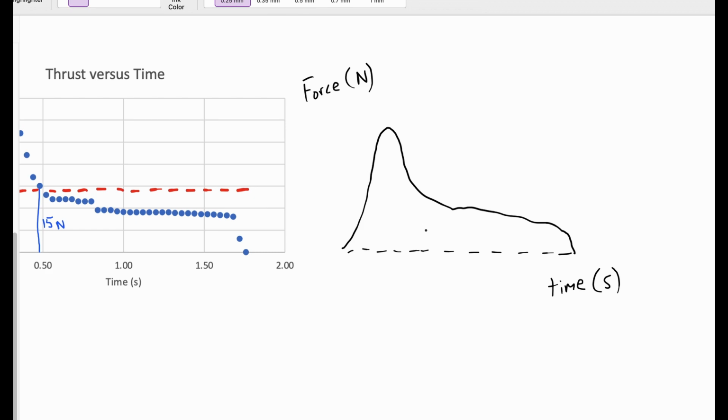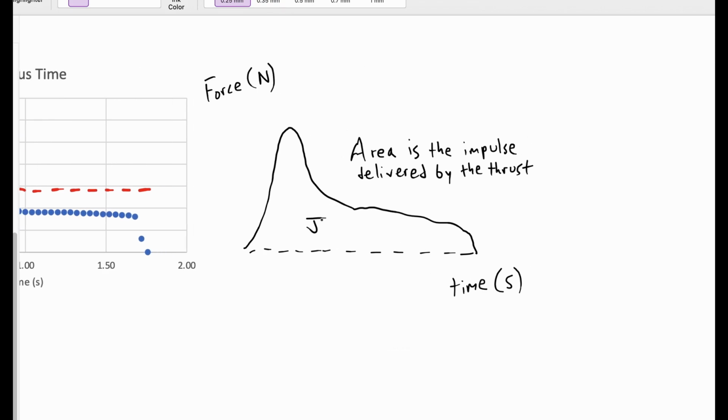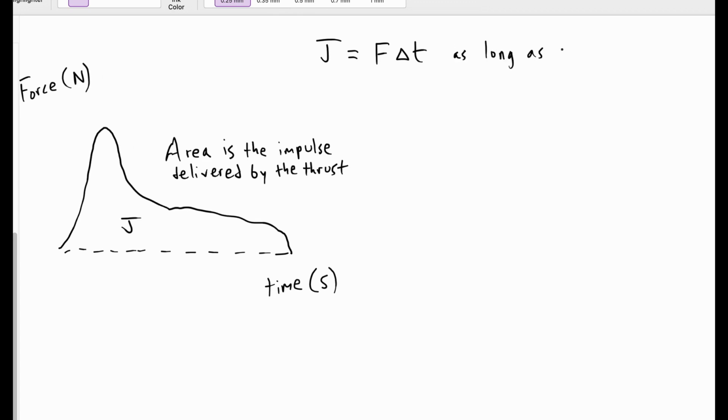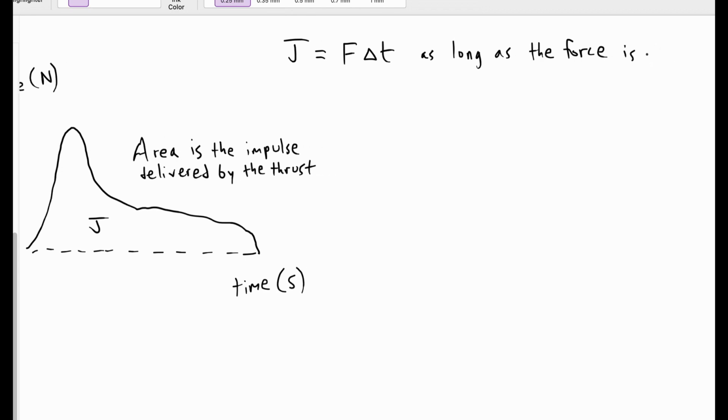Now that area there is going to be called J, which is the impulse. The area here is the impulse delivered by the thrust. Now, it's not a net impulse because there's also the weight of the rocket to consider as well. But yeah, we're going to have J. It has a formula, force times time, as long as the force is constant.